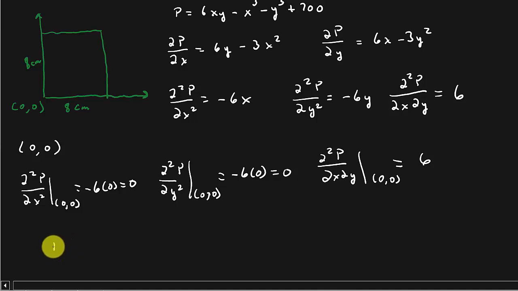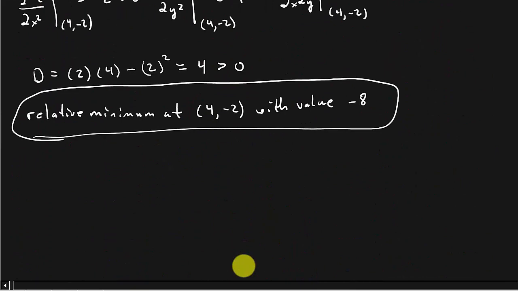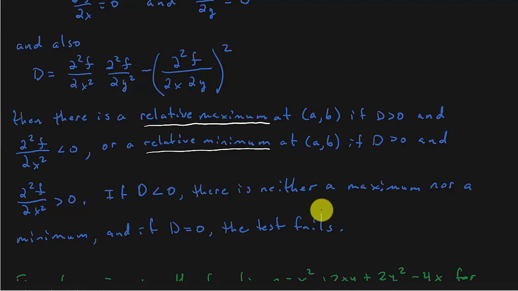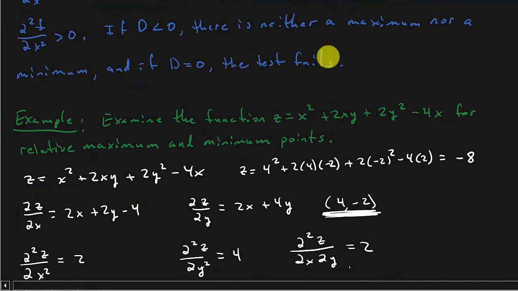And so this is going to give me D is equal to what? That's going to be 0 times 0, the second partial with respect to x times the second partial with respect to y, minus this one squared. So that's going to be negative 36. And we see that's negative. So let's go back up here and see what happens. Look at that. If D is negative, there's neither a maximum nor a minimum. So the point 0, 0 is out. There's not a max nor a min.